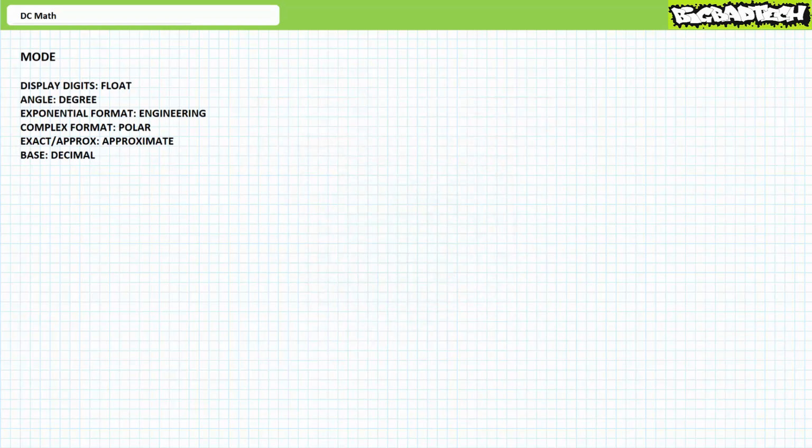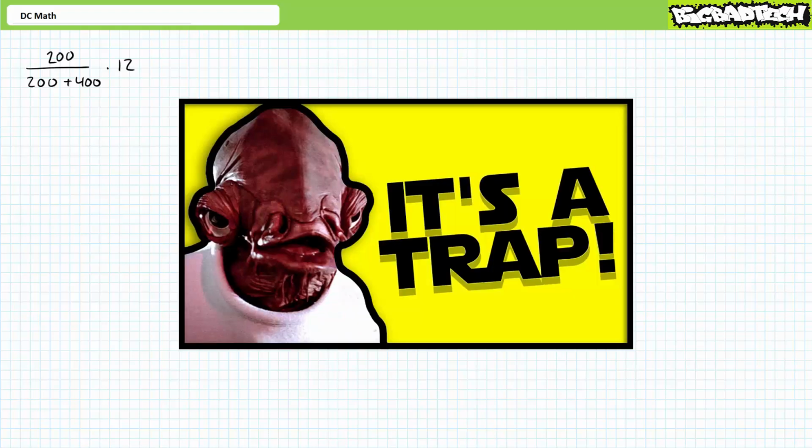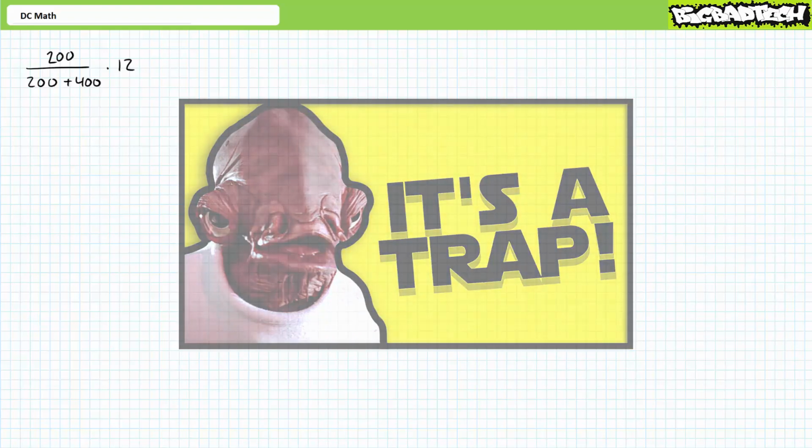While we're on the subject of entering expressions into scientific calculators and interpreting the results, allow me to demonstrate another handy feature available on most scientific calculators, the previous results key, by way of an illustrated example. Consider the expression 200 divided by 200 plus 400 times 12. This expression might seem pretty simple, but trust me, it's a trap for those unversed in the use of the scientific calculator. Watch me trigger the trap.